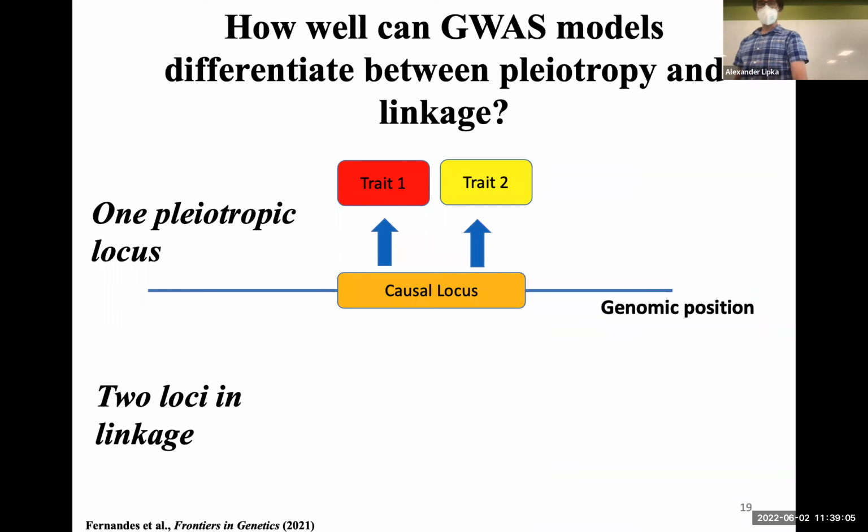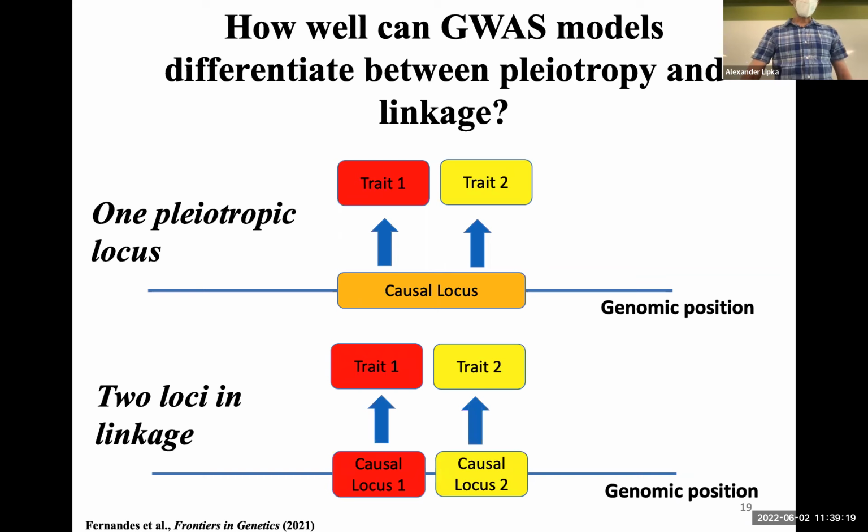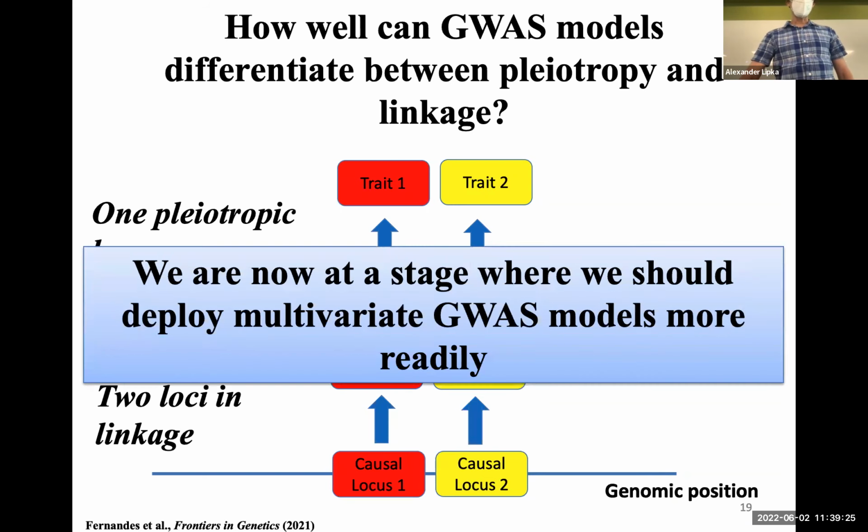The other scenario we were interested in is we have two distinctively different causal loci that are right next to each other in the genome. Causal locus 1 is causing trait 1, and causal locus 2 is controlling trait 2. So we wanted to see how well current state-of-the-art multivariate GWAS models can differentiate between these two scenarios. And when I say multivariate GWAS models, I mean the unified mixed linear model that's adapted for multivariate traits, which I'll show in a second.